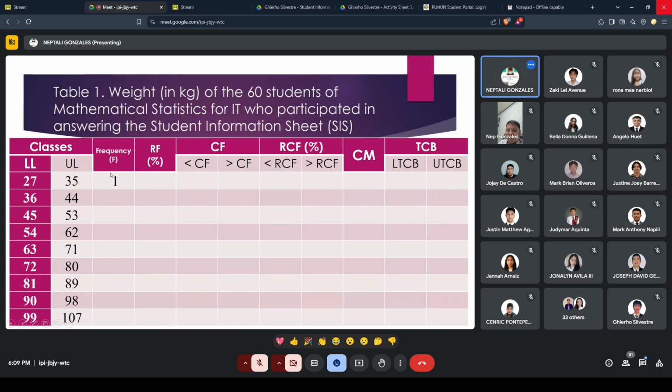Next, for the recitation part, count the number of classes from 36 to 44, which is the second class. Only you will count from 36 to 44, given the data. Then tell me, raise your hand, what is the frequency?